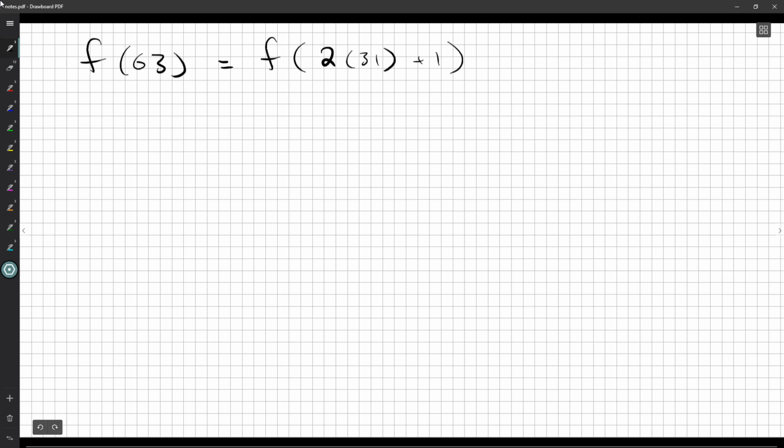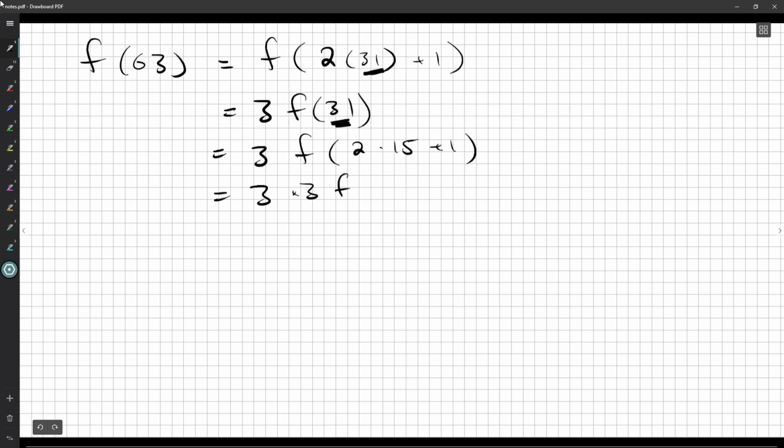So what does the rule tell us? Well, f of 2 times x plus 1 changes to 3 times f of x. Do we know f of 31? No, but we can write 31 as 2 times 15 plus 1. And in this way, we can slowly work our way down, and we should be able to work our way down to 1.